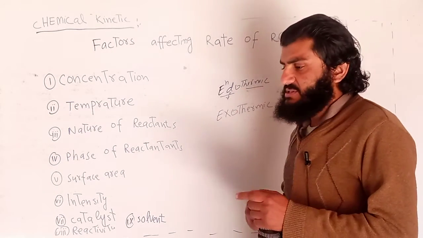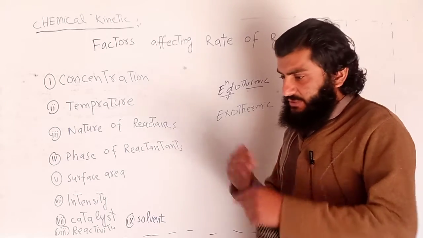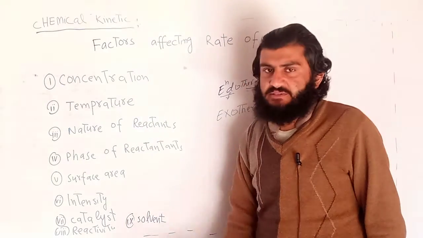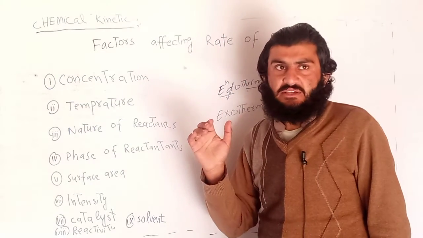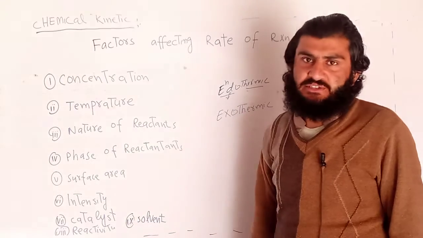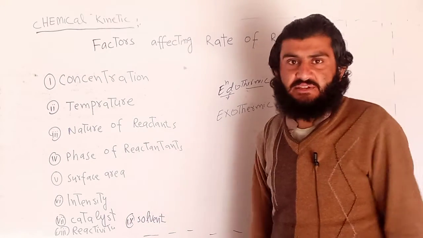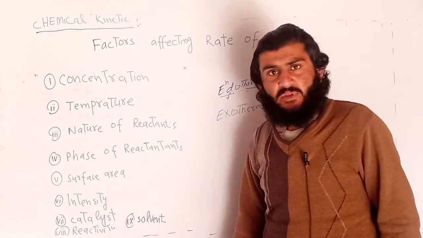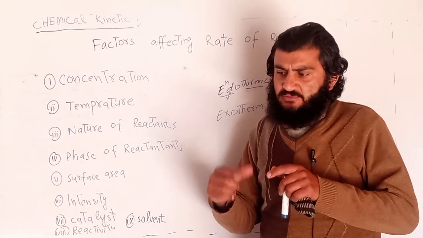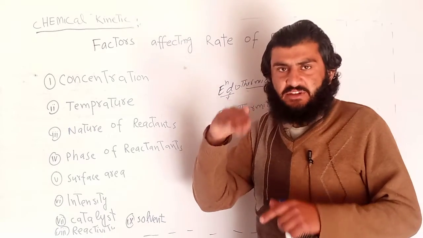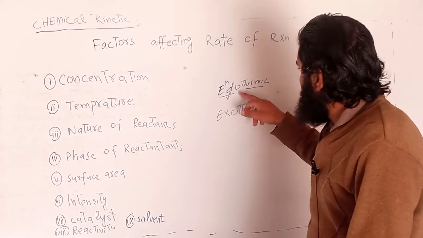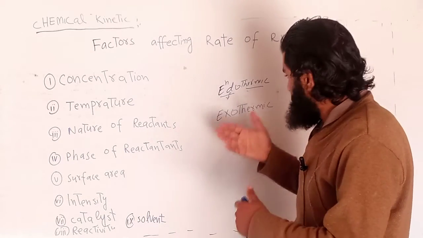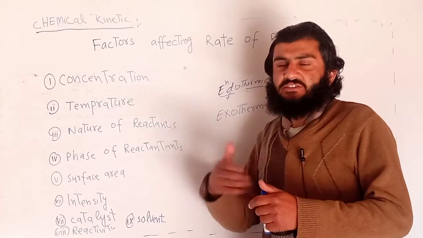Clear? So endothermic reactions are the type of reactions where, when we increase the heat or temperature, the rate of reaction increases. The rate of reaction increases because the number of collisions increases. Clear? The bond length increases. The energy for the transition state increases. So the energy for the activation energy becomes available.